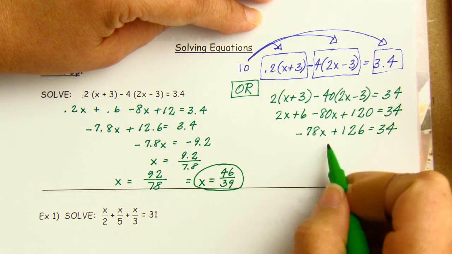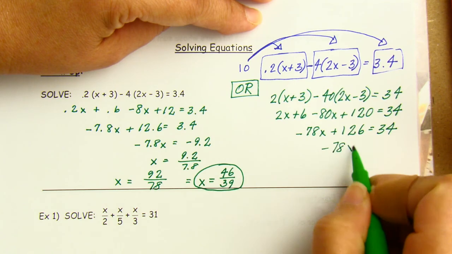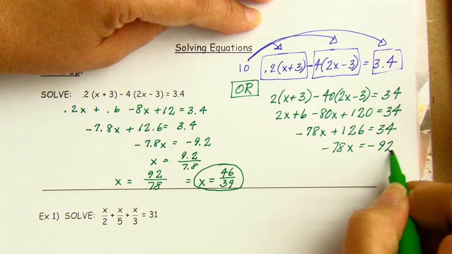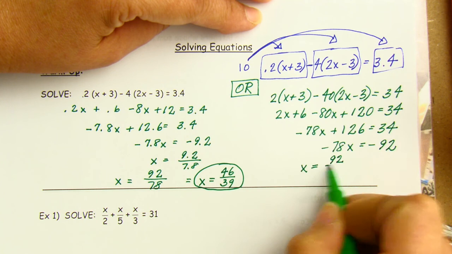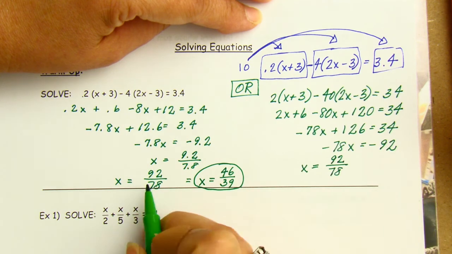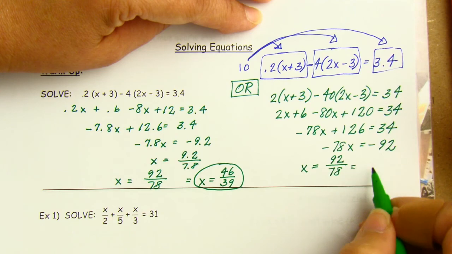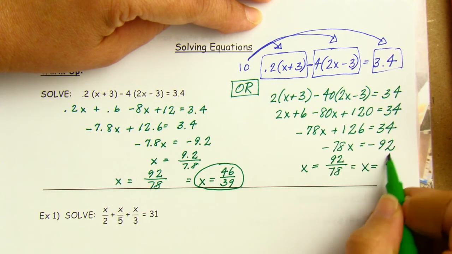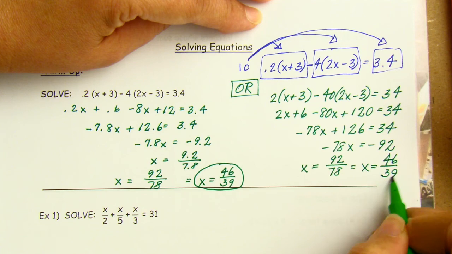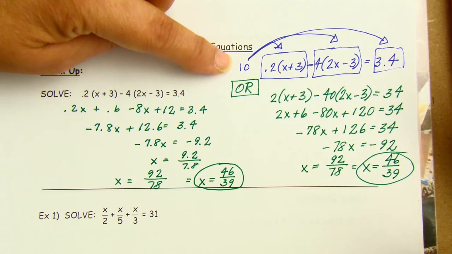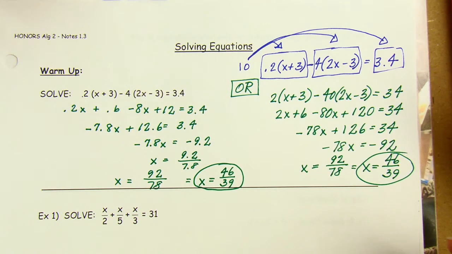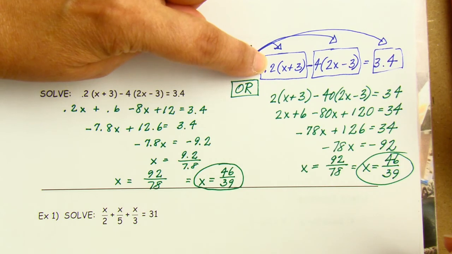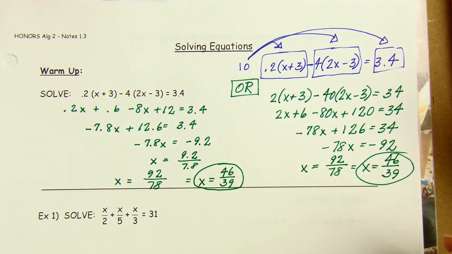Subtract 126, I get negative 78x equals negative 92. Divide, x equals 92 over 78, which is what we saw over here. And then, of course, simplify. X equals 46 over 39. So either way, you get the same answer. You just have to be really careful when you multiply through by a number to get rid of those decimals. And I chose a 10 because these were all tenths, 2 tenths. So I multiply by 10 and slide that decimal one place over to the right.